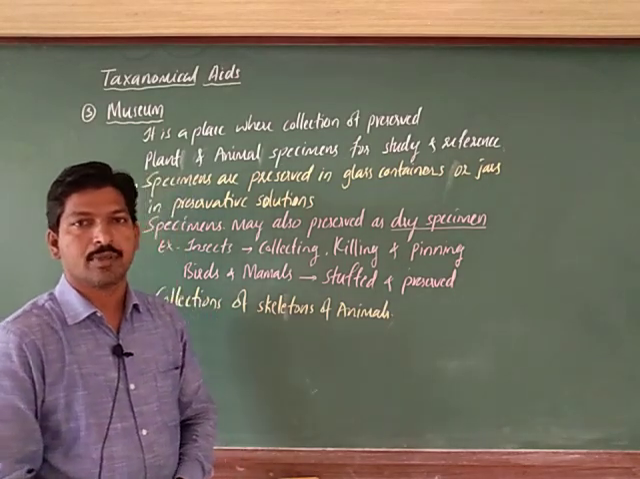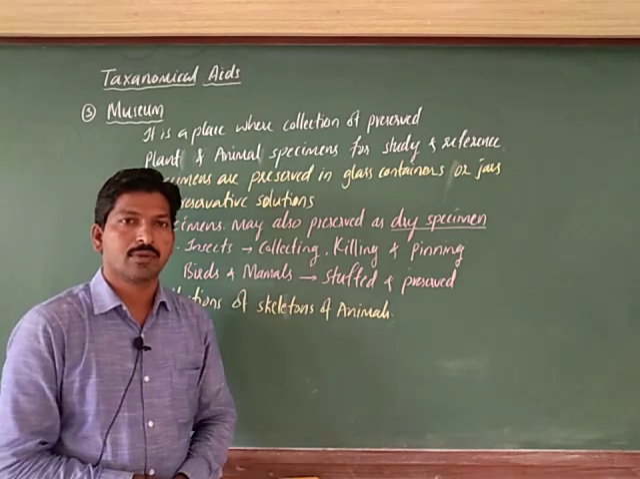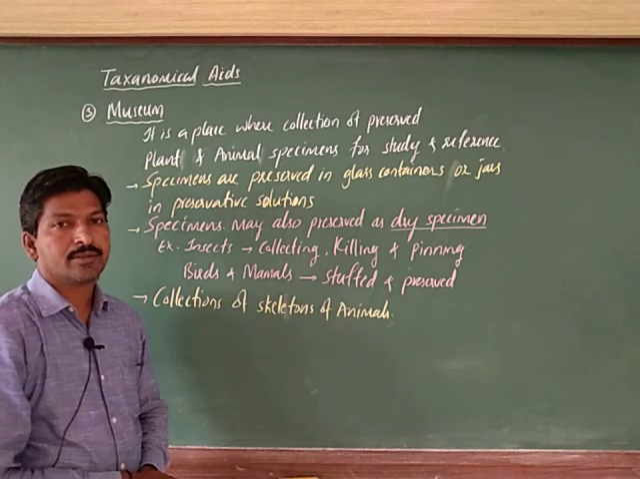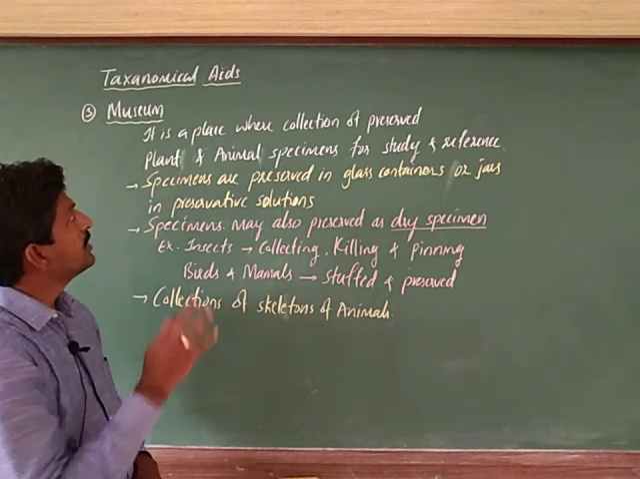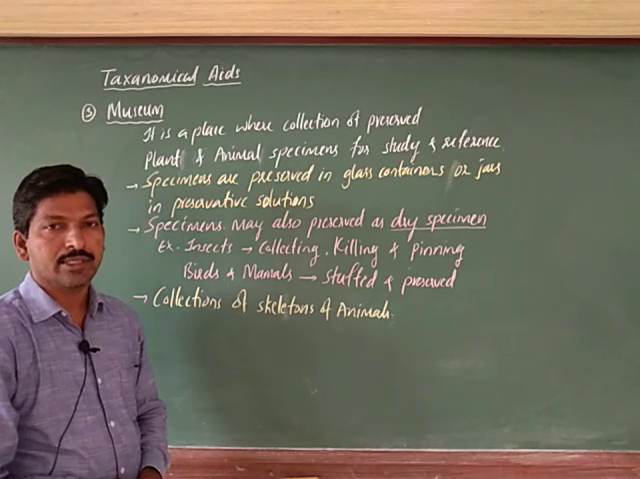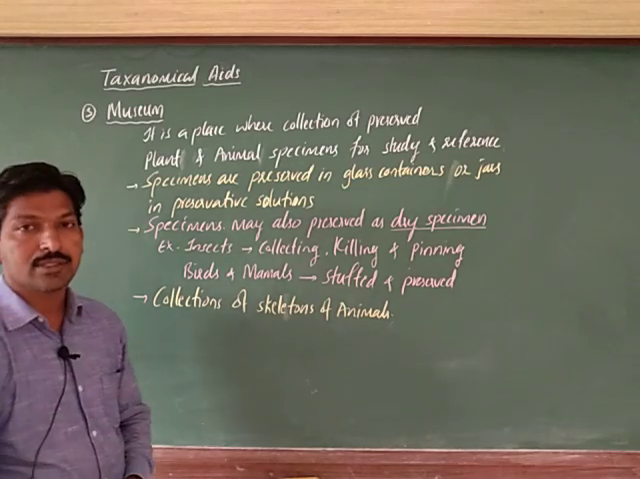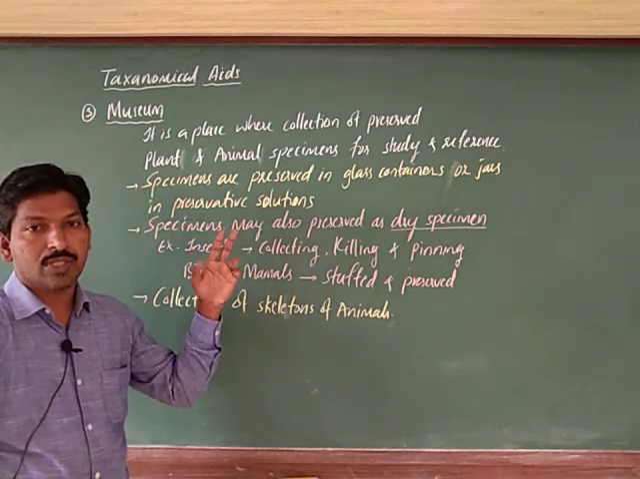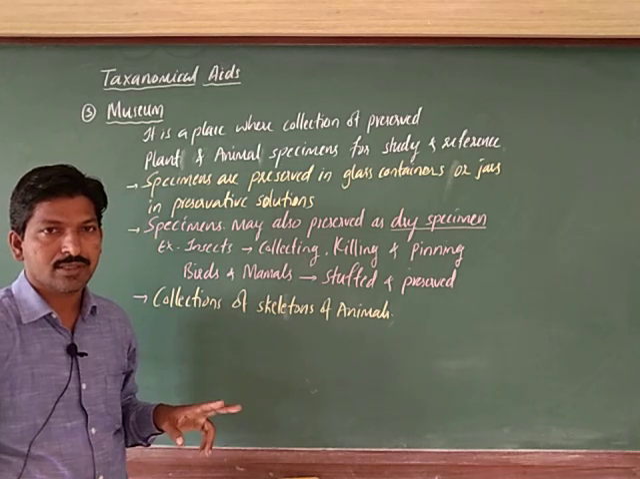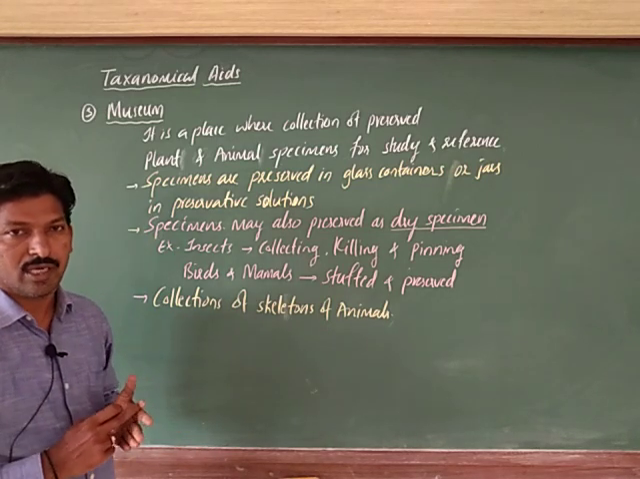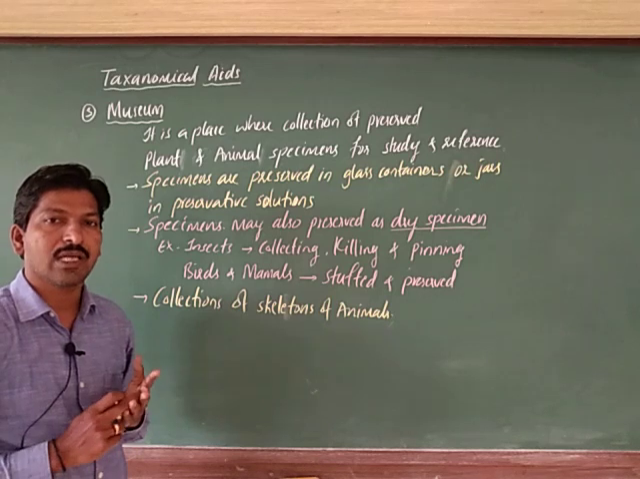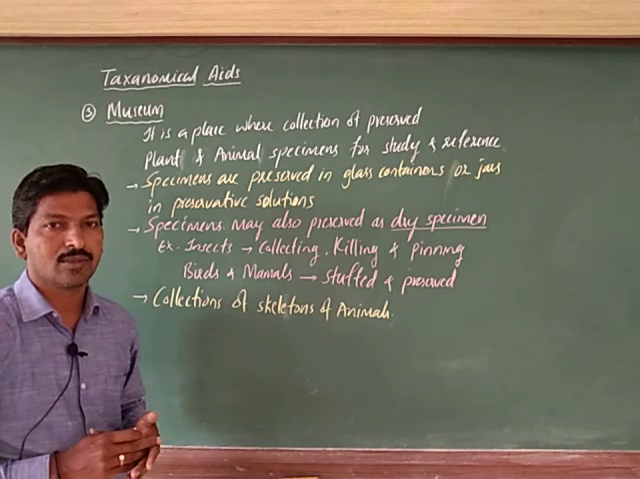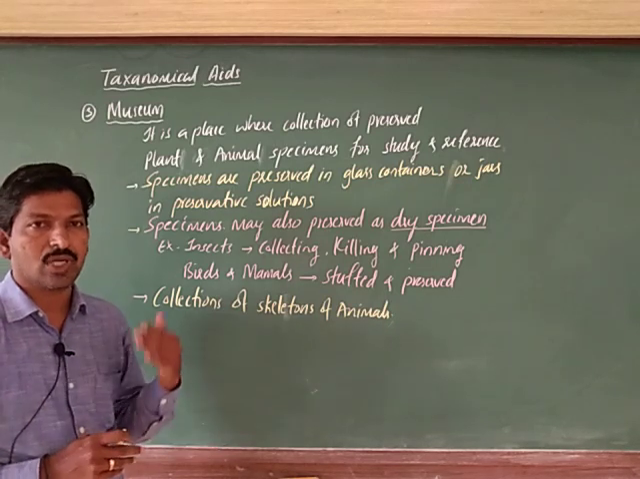Good morning students. In the previous video we discussed taxonomical aids, is it right? There are many taxonomical tools or utilities which we have discussed. In the previous video we discussed two taxonomical aids: the first one is herbarium and the second one is botanical gardens. As you know, herbarium is related to plants. Next, botanical gardens is also related to plants.